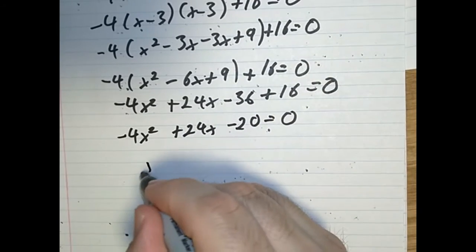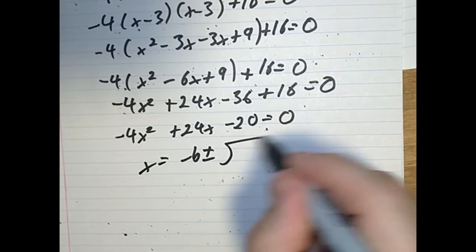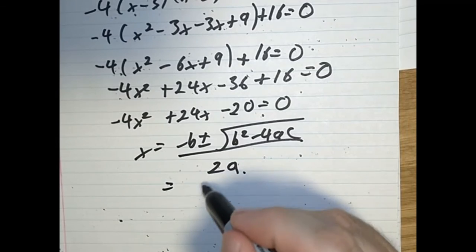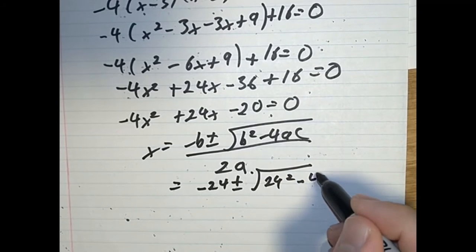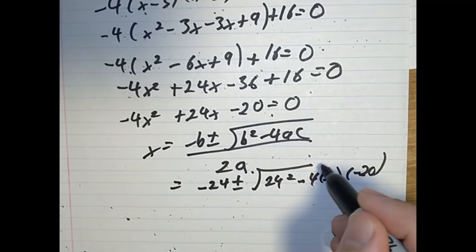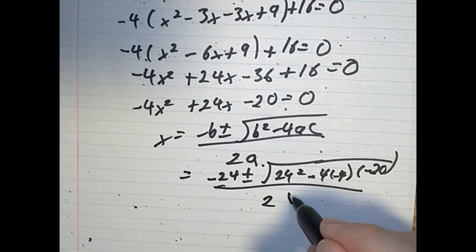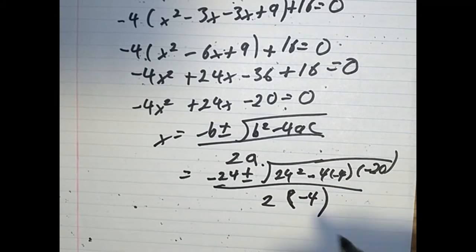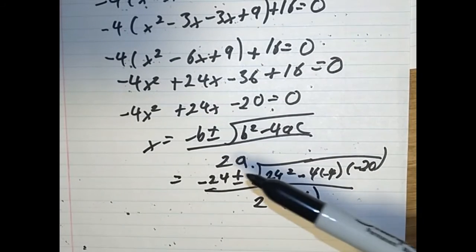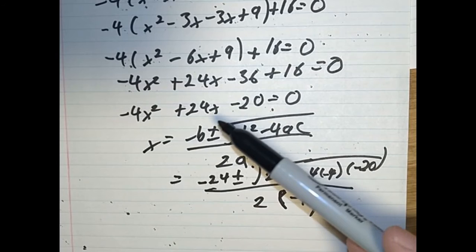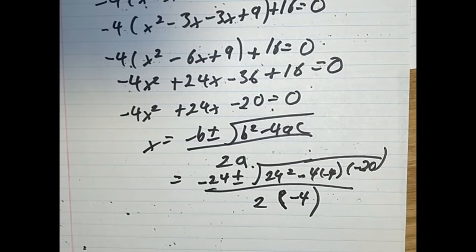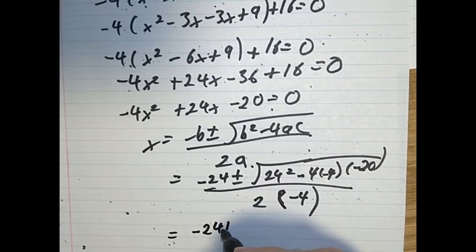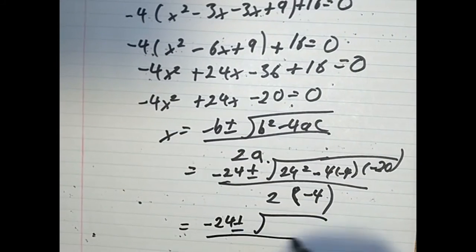Now I can put it into that negative b plus minus square root of b squared minus 4ac formula all over 2a. So I plug in minus 24 plus minus square root 24 squared minus 4 times negative 4 times negative 20 all over 2 times a, which is negative 4. All right, so I just filled in my numbers. So use my calculator. I'll figure that out. All over negative 8.